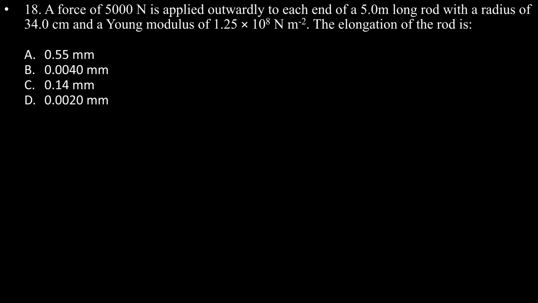All right, so the next one says a force of 5,000 newtons is applied outwardly to each end of a 5 meter long rod with a radius of 34 centimeters and Young's modulus of that. The elongation of the rod is, okay, elongation actually is a synonym for extension.